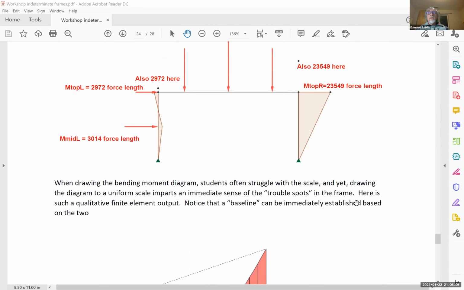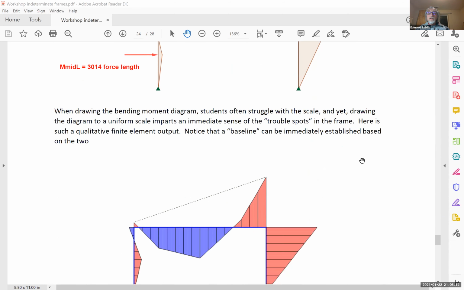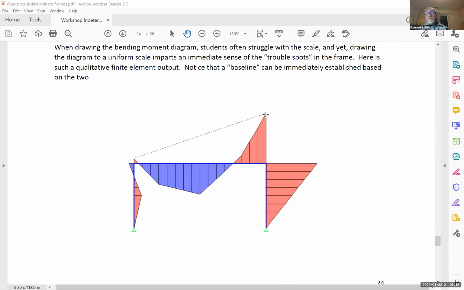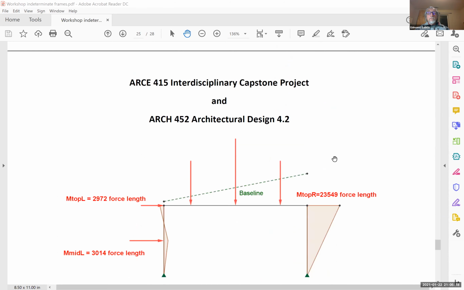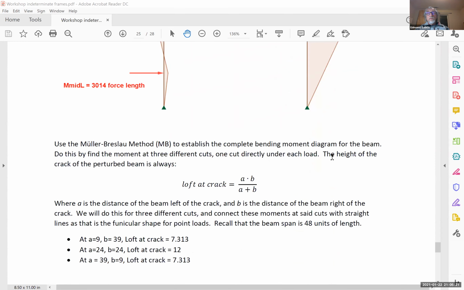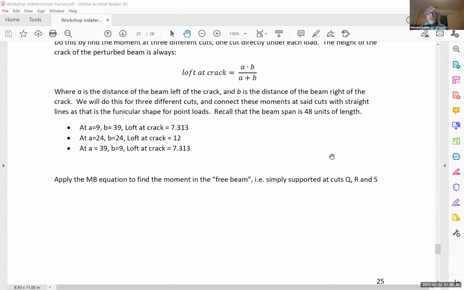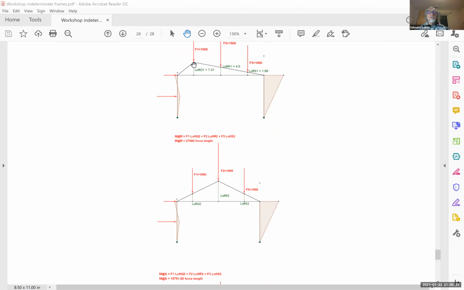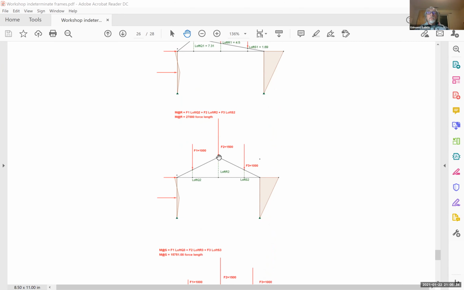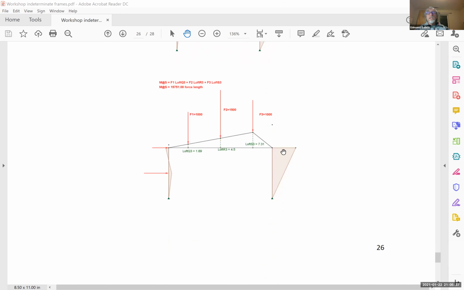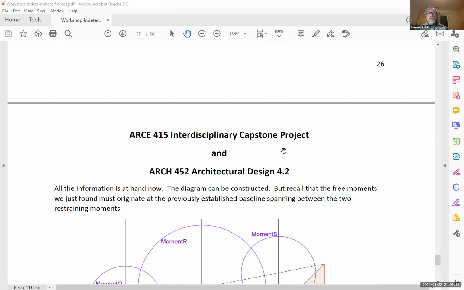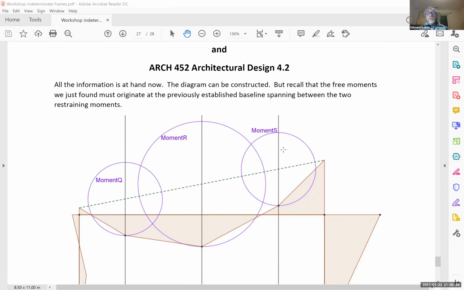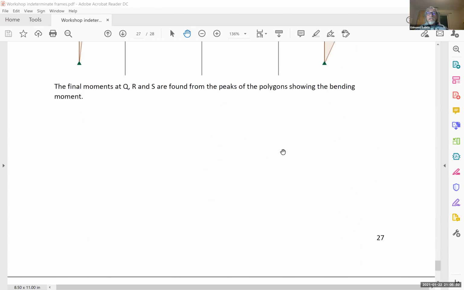And here is what I meant by the free moments based on the starting point of the restraining moments. That's on a baseline between the left and right restraining moments. And now I just use the regular old Muller-Breslau method to get the funicular of the moments along the top beam. So I crack the beam at one load, I crack the beam at the other load, I crack the beam at the third load, and I just get the lofts. So it's very, very quick and very intuitive. The only thing that sometimes students forget is that you have to start at the baseline and then you generate your final bending moments. And I get the final answers here.